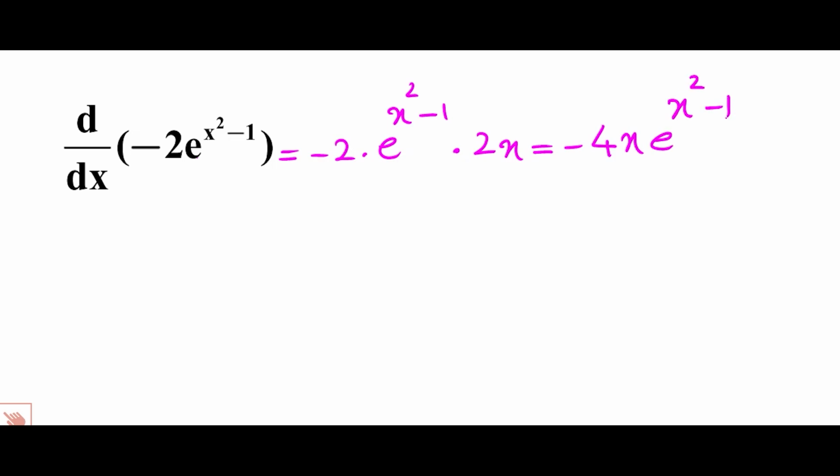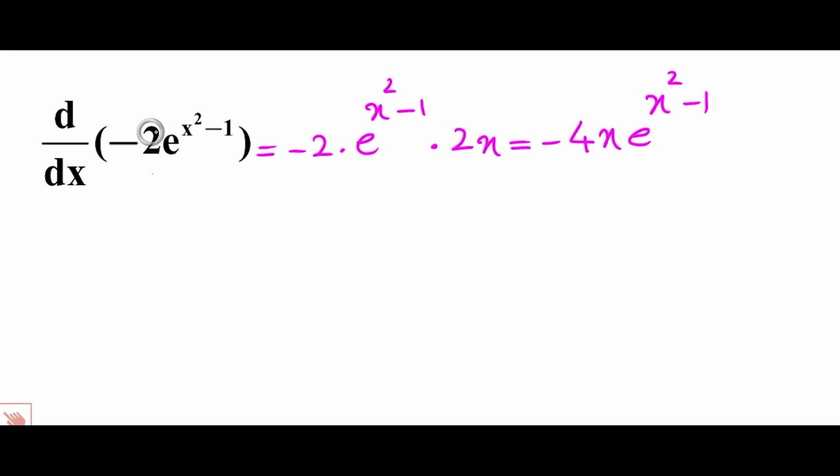The derivative of minus 2 times e to the x squared minus 1. So we have minus 2 times e to the x squared minus 1 times the derivative of x squared minus 1, which is 2x. So we have minus 2 times 2x, which is minus 4x, times e to the x squared minus 1. In this problem, minus 2 is acting as a coefficient.